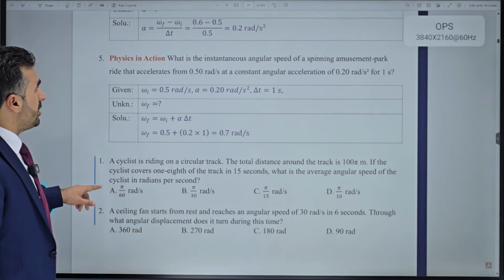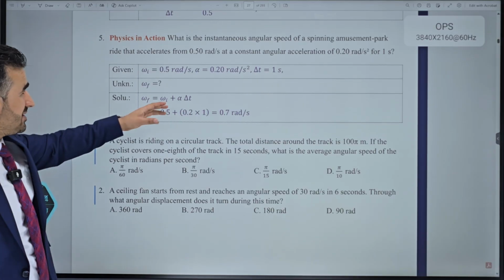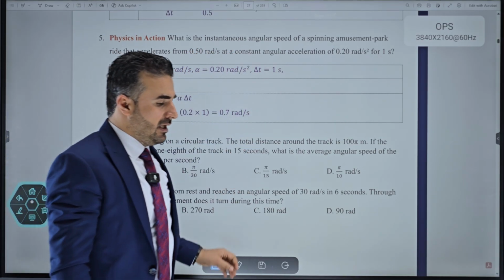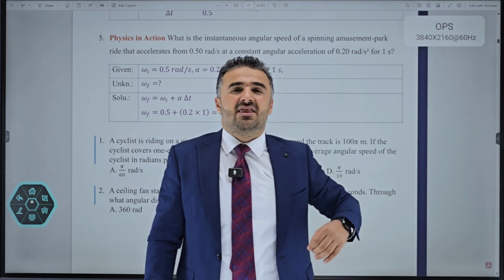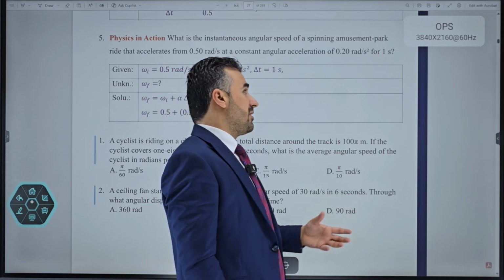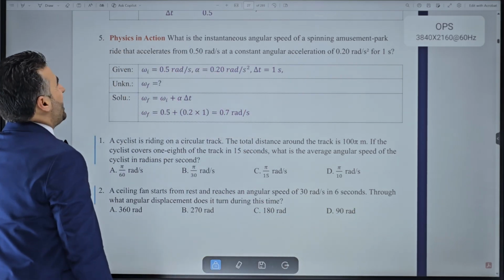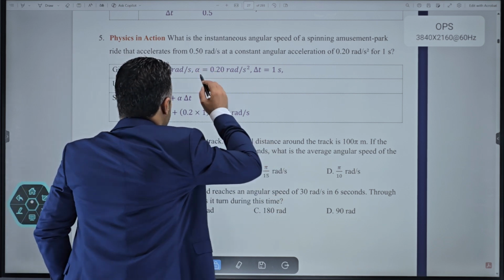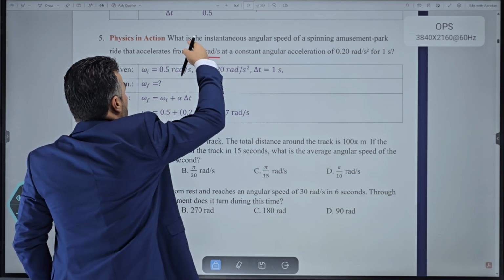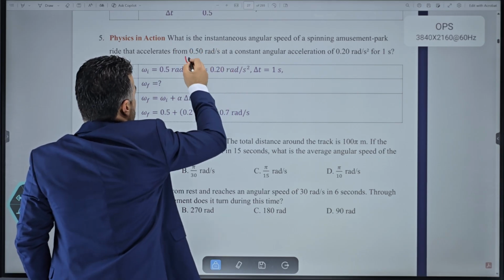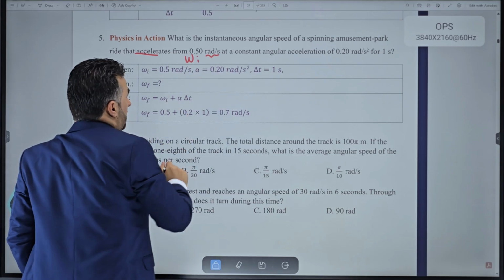And then there is another question here, it says, what is the instantaneous angular speed? Perhaps this word might be a bit new. When we say instantaneous, that means the velocity or the angular speed at that instant, or at that moment. Angular speed of a spinning amusement park ride that accelerates from, once again, it says accelerates from, so this is the angular speed that it starts with. So this is omega initial. It is not acceleration here. And you can always tell by the unit.